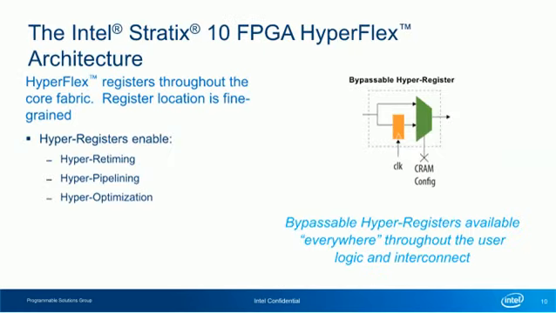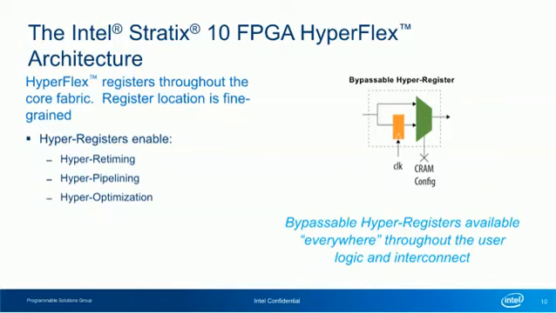Traditional FPGA architectures are already register heavy, but the HyperFlex architecture takes this further by introducing even more registers throughout the core fabric. The key building blocks for the HyperFlex architecture are bypassable hyperregisters located in every routing segment and at all block inputs in the core. Unlike existing architectures, this is a more fine-grained approach because there are really hyperregisters located everywhere throughout the core fabric.